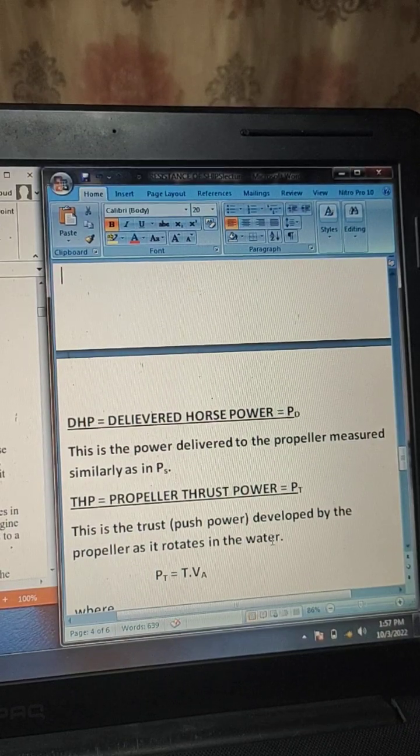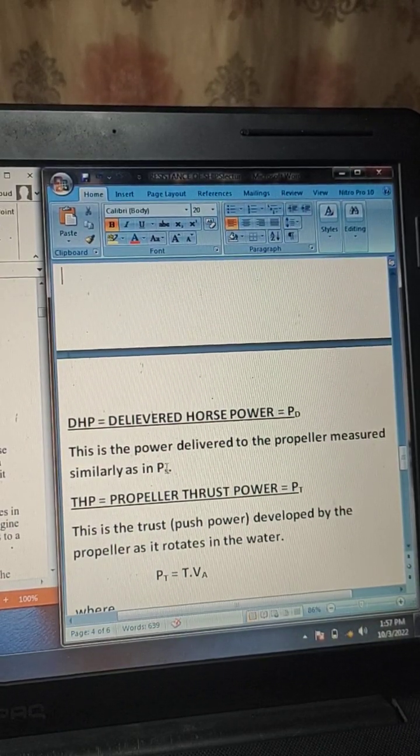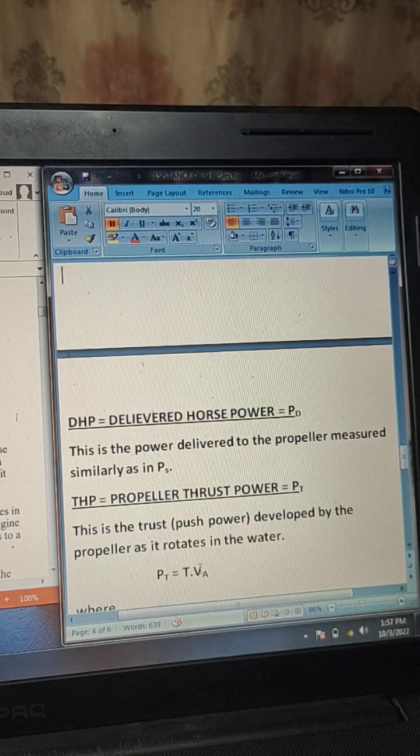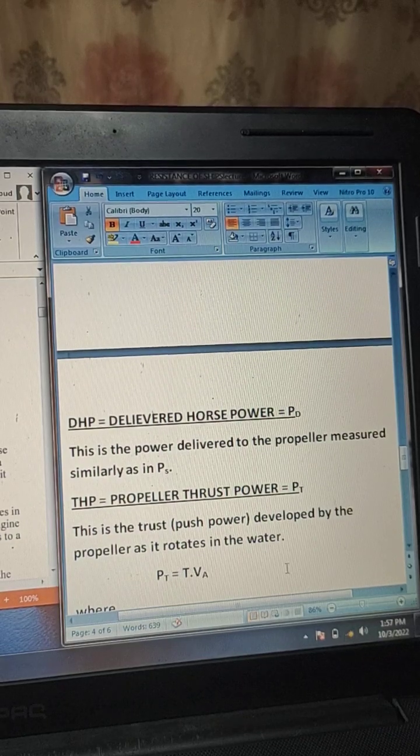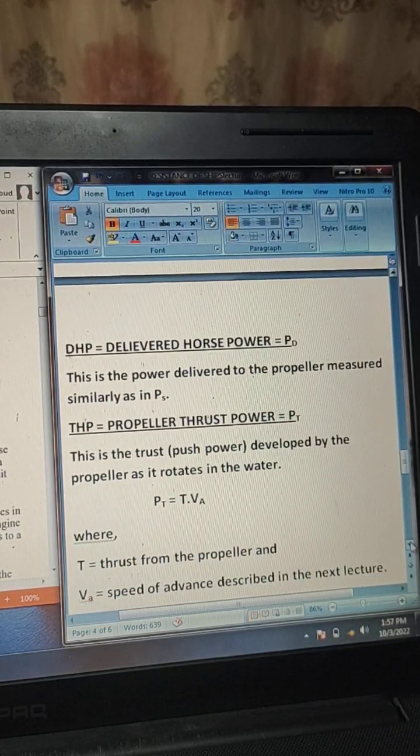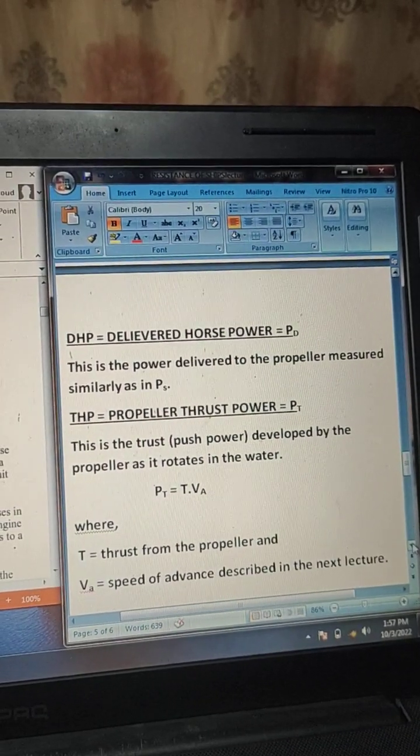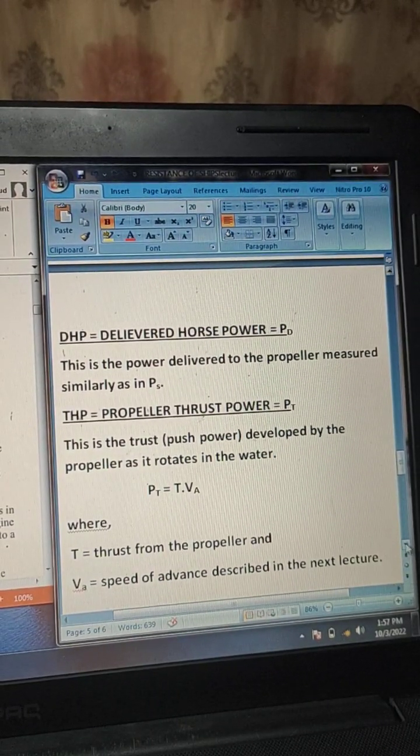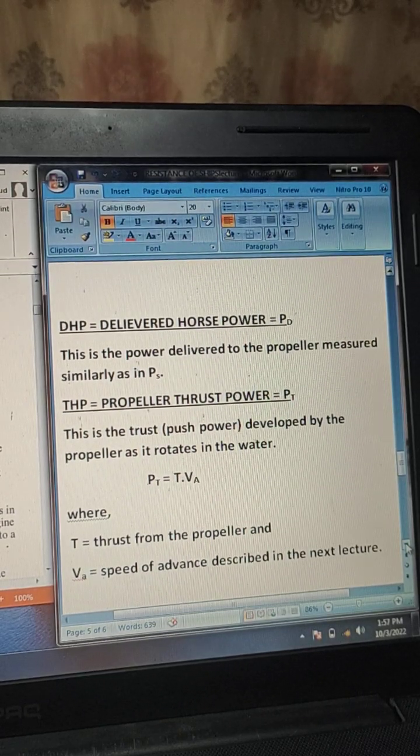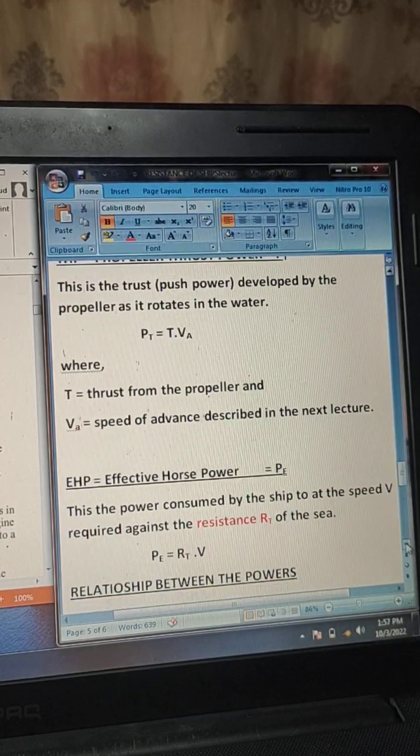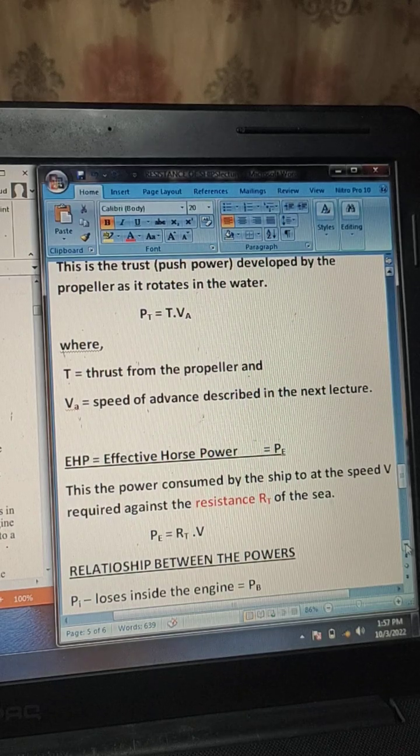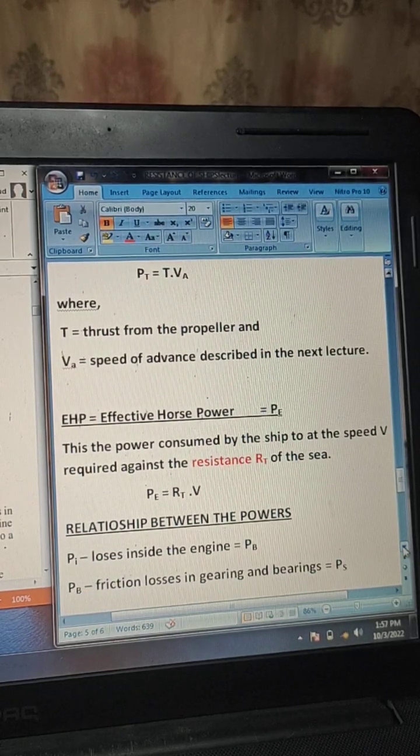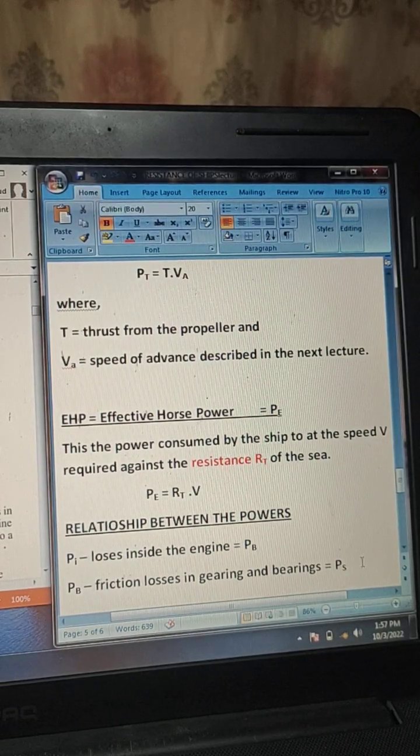This is the power delivered to the propeller, measured similarly to the shaft power, but it's measured at the end of the shaft before the propeller. Then the power delivered by the propeller is given by this formula: power equals thrust times velocity of advance. Velocity of advance: the velocity of the ship is different from the velocity at which the water is encountering the propeller, and that's why we say velocity of advance. So the ship might be moving at v, but the velocity of advance, that's the velocity of encounter at the backside, is not the same as the speed of the ship, because of the hull shape and the hydrodynamics around the hull, around the propeller side at the stern. So we have effective horsepower, which we have met several times, due to resistance.